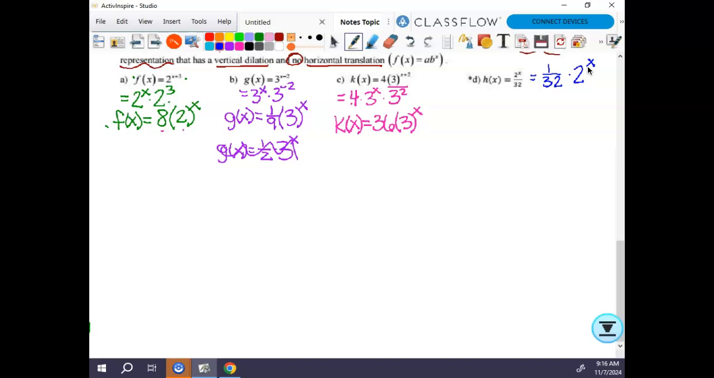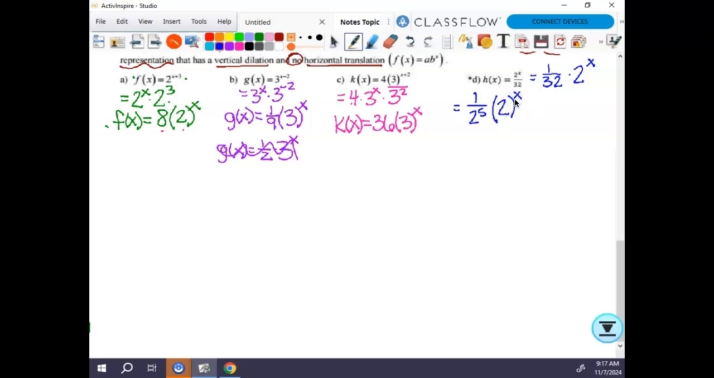So if I'm trying to take a vertical dilation and change it to a translation, that means I need the a value, which is that 1 over 32, to be rewritten as some exponent of 2. You wouldn't be asked to do that if that was 1 over 30 and you couldn't get a nice, pretty exponent. You're not going to be asked to do that by hand or anything. But I can. 32 is 2 to what power? 5. Okay. I'm going to write this in a couple of steps so I don't lose anybody. I can write this as 1 over 2 to the 5th times 2 to the x.